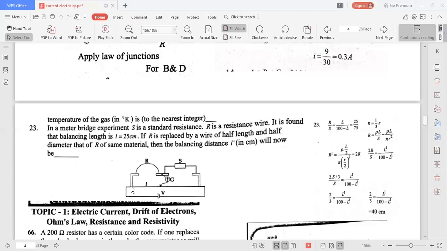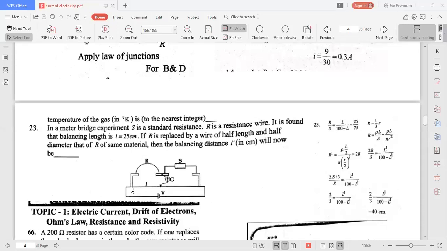R1 by R2, already you see, R1 is R and R2 is 2R, so R by 2R into L dash by L is equal to 100 minus L dash by 100 minus L. Here R and R cancel. Do cross multiplication. L dash into 100 minus L is equal to 2L into 100 minus L dash. That means 200L minus 2 into L L dash.